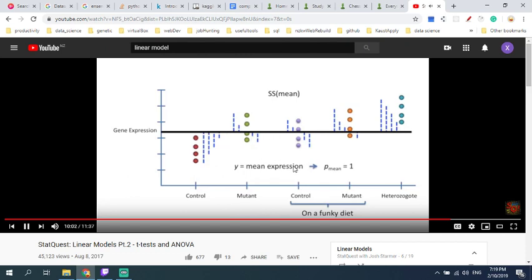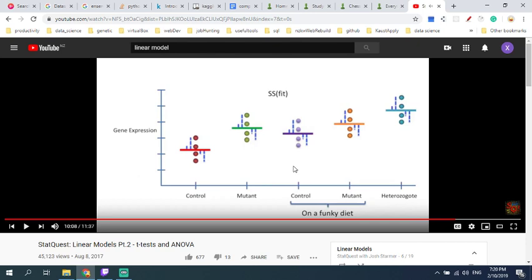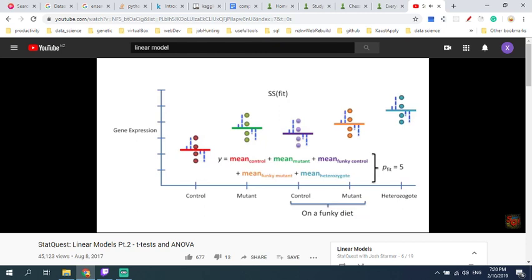the overall mean, so P mean equals 1. Now we calculate the sum of squares around the fitted lines. The equation for the fitted lines has 5 parameters, one for each mean. Therefore, P fit equals 5.